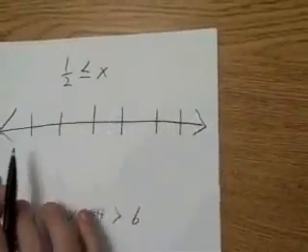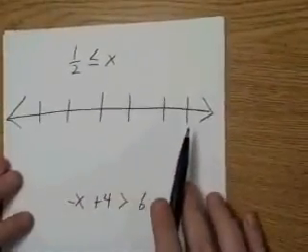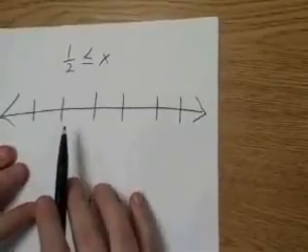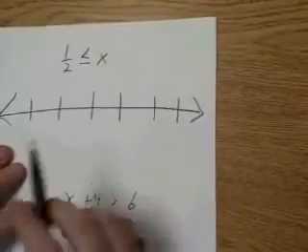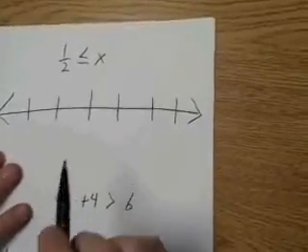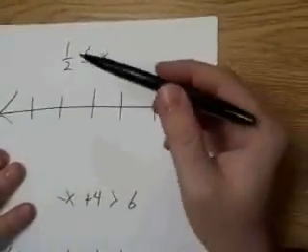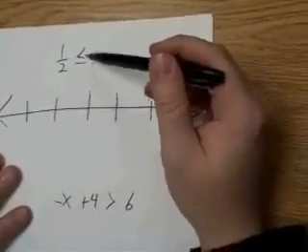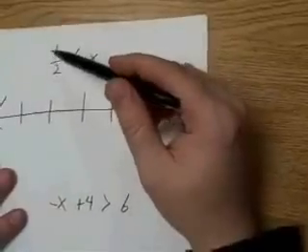Underneath it, just like on your paper, we have a number line here, and it just has segments. It doesn't actually have the numbers on it. This is going to make it easier for you. In this case, it's already solved. X is going to be everything that is bigger than or equal to 1/2.